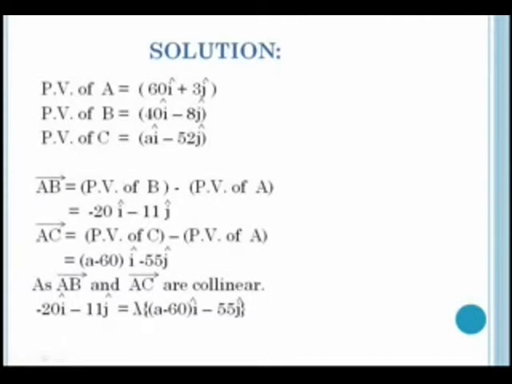Now AB vector would be equal to position vector of B minus the position vector of point A. So this would be equal to minus 20 times i cap minus 11 times j cap. Similarly AC would be equal to position vector of C minus position vector of A, and this would be equal to a minus 60 times i cap minus 55 times j cap. Now given that AB and AC are collinear, we can write AB as equal to lambda times AC vector. Thus lambda is any scalar and unknown.